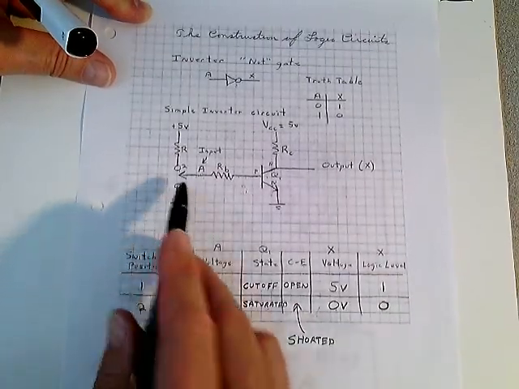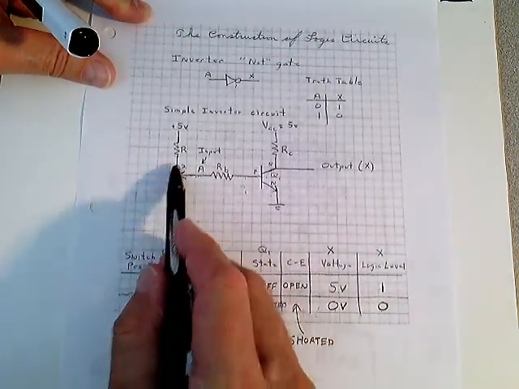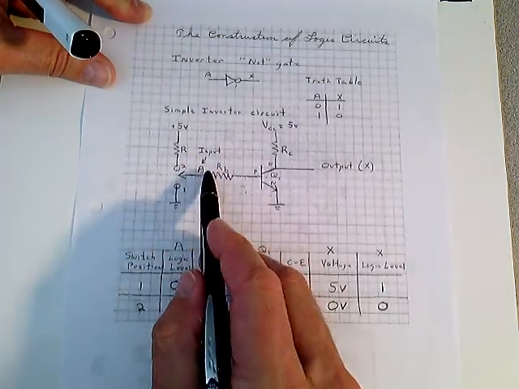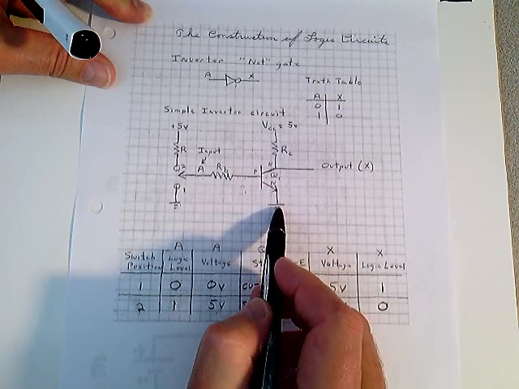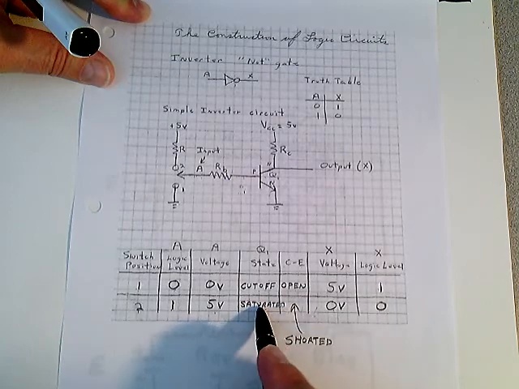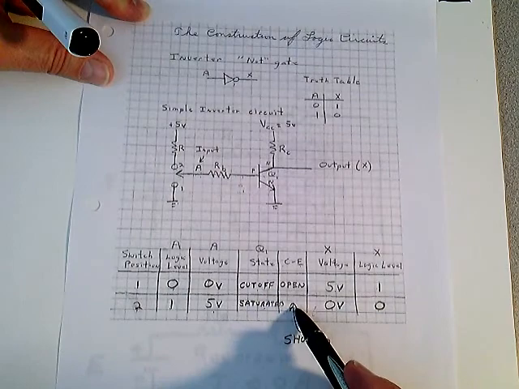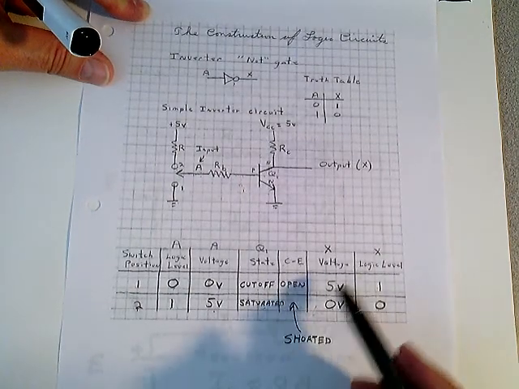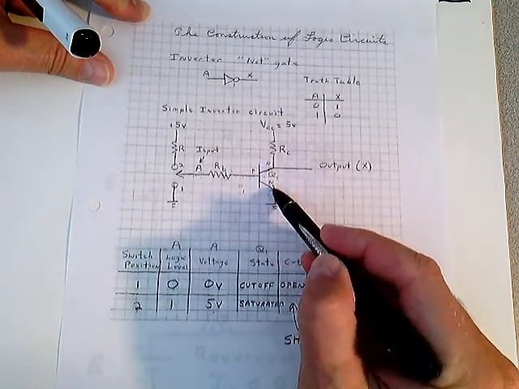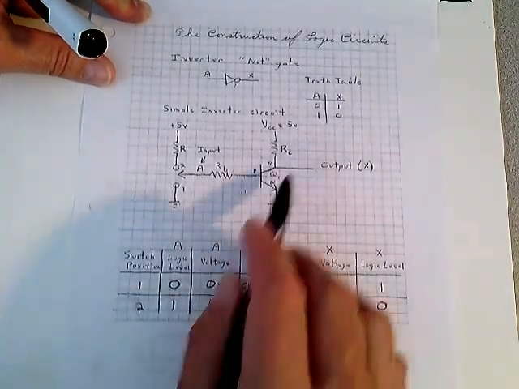What about when the switch is in position 2? When the switch is in position 2, it's a logic level 1 because point A gets pulled up to 5 volts. 5 volts on the base with respect to the emitter, which is ground, plus 5 and ground. You turn that transistor full on, which is saturated. The collector to emitter is shorted. When it's shorted, this point and this point are the same point. Output 0 volts, 0 logic level. You put a 1 in, you get a 0 out. That's how the inverter works.